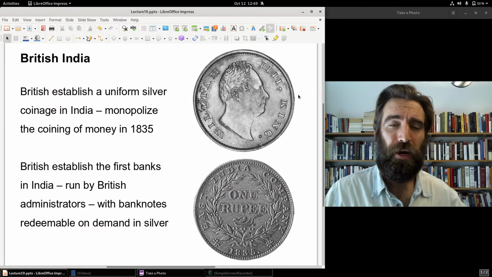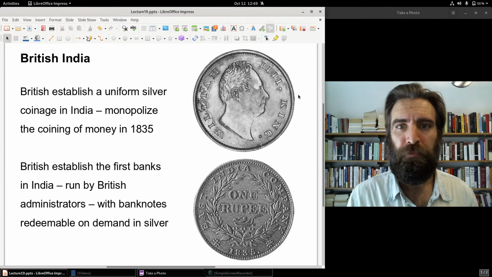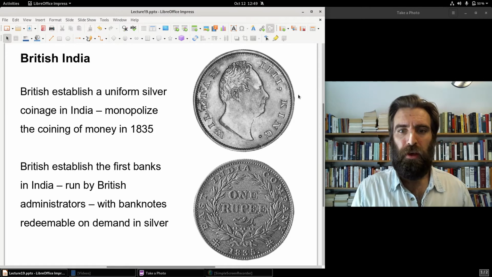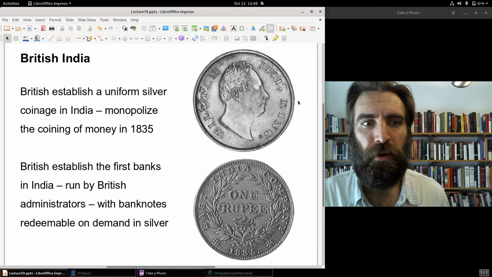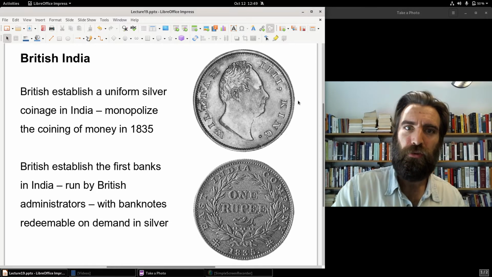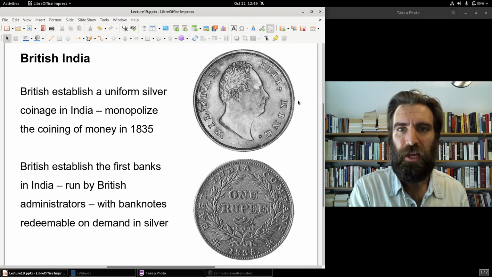By 1835, the British established a uniform coinage through most of India. They retained the rupee unit of account. Now, feature on this coin was the King of England, a very weak and frankly unpopular king in England, William IV.